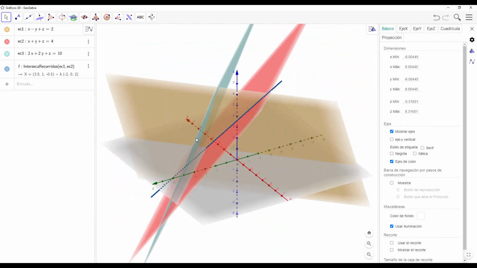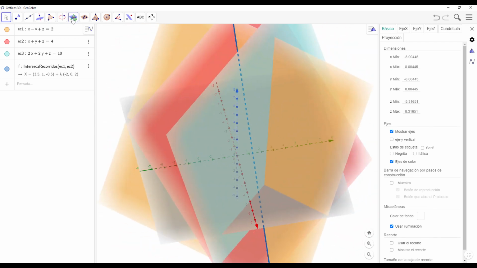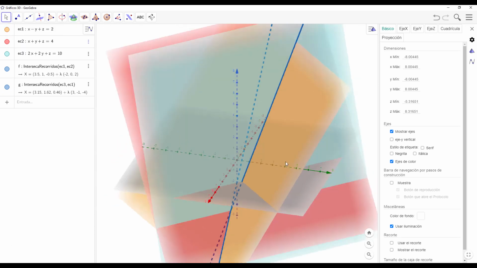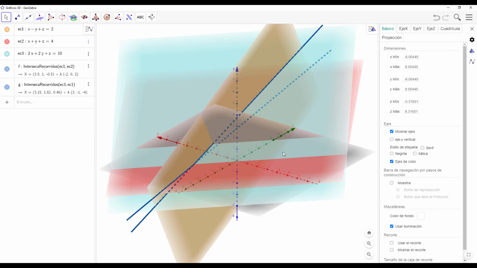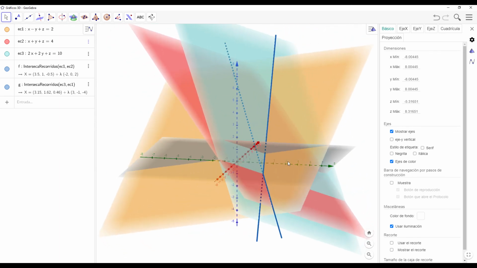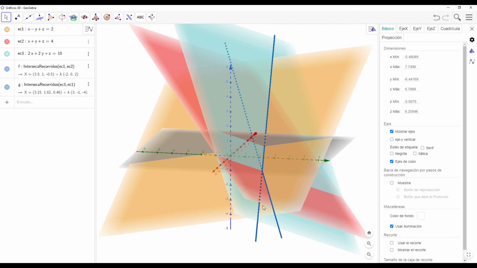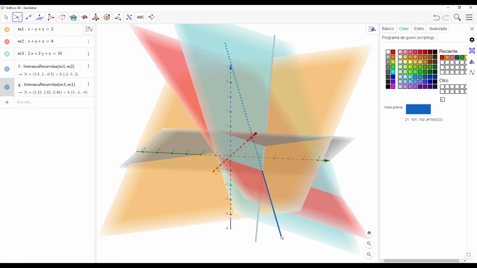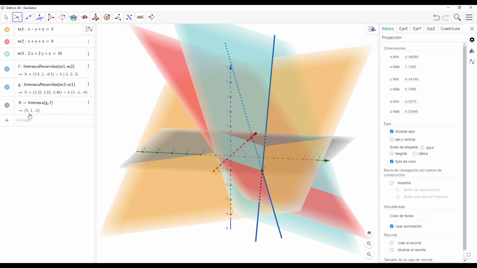Now again I will intersect that and that. Check here, another line appears. So the solution of that system is the intersection of those lines. You can check here the intersection of that line and that line. So the solution is 5 in x, 1 in y, and minus 2 in z.